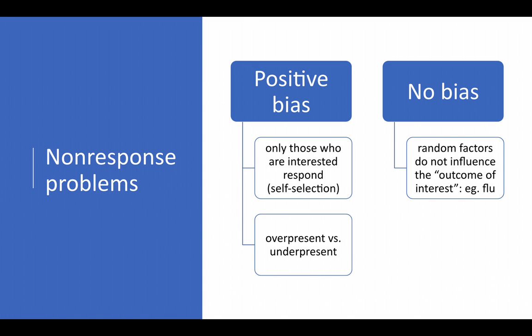If you do have non-response problems, then you probably will have two things. One is called positive bias. The first thing is called self-selection, because only people who are interested in your research topic will respond. Then you oversample these people, because they self-selected into your survey, which means other groups are underrepresented.